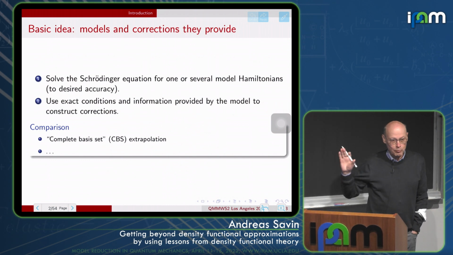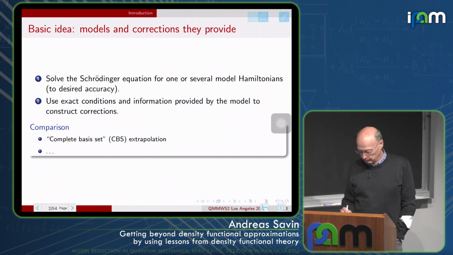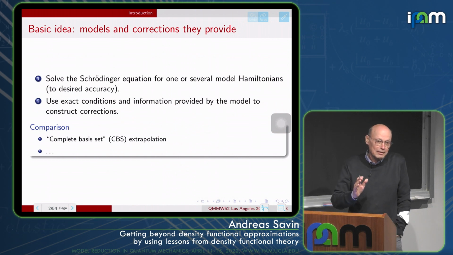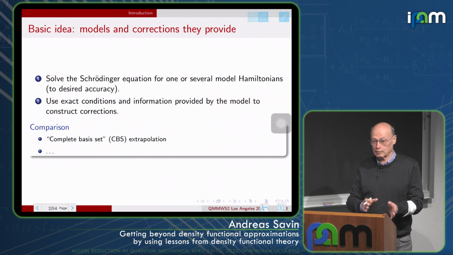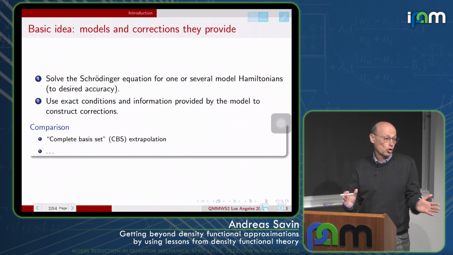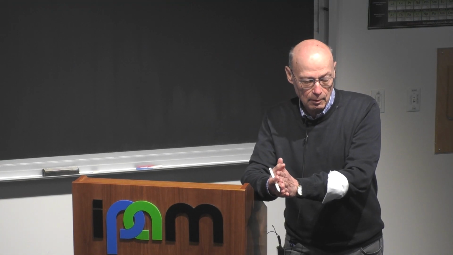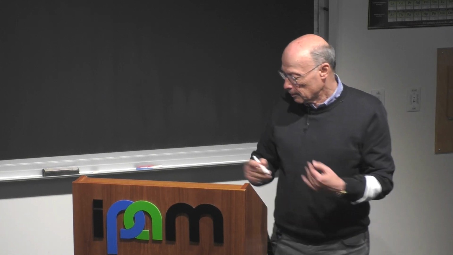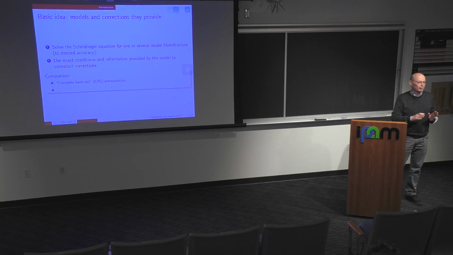And what I will speak about now is a two-step procedure. You solve the Schrödinger equation for model Hamiltonians, at least one. But as it's a model Hamiltonian, not the one of the system you are interested in, the results are wrong. They're not correct results. It's a result of a model. So I need a correction, which I obtain using exact conditions and information provided by the model system.